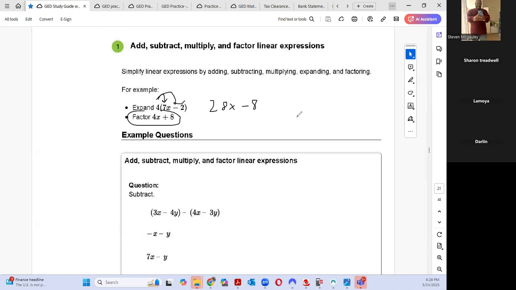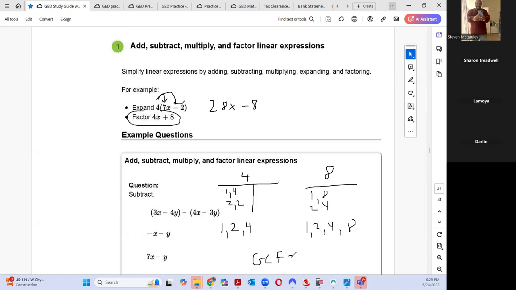So factor. The factors of 4, right? What two numbers multiply to make 4? 1 times 4, 4 times 1, and 2 times 2. So the factors of 4 are 1, 2, and 4. If I look at 8, 1 times 8, 2 times 4. So the factors of 8 are 1, 2, 4, and 8.